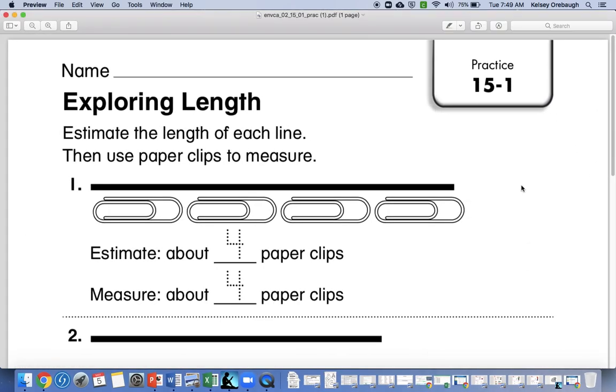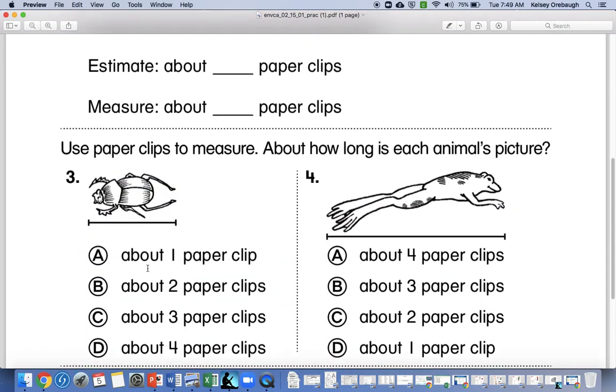All right, guys, what we're going to do together today is the practice page for 15-1. And what I suggest, if you do not have a printer and are not able to print this sheet out, then I suggest that you find an object in your house that is about the same length as this paperclip on the screen, okay? So find something that is about the same size lengthwise as this paperclip on the screen. And then you can match it up to the different objects that we're going to measure, okay?